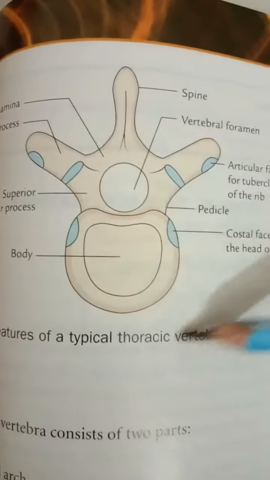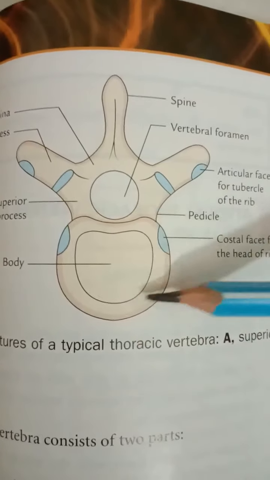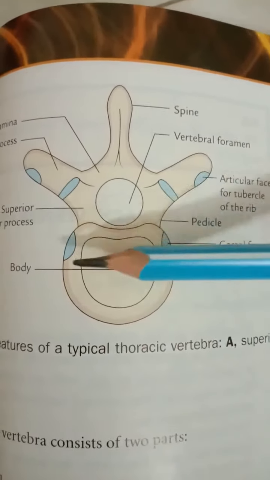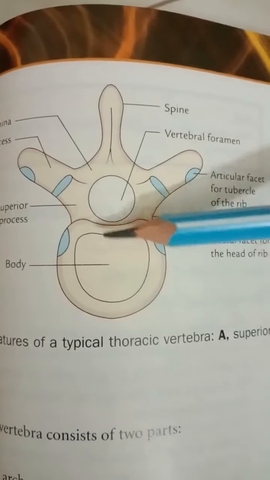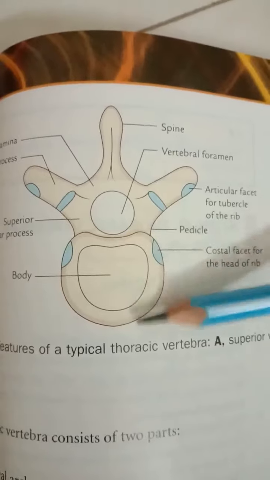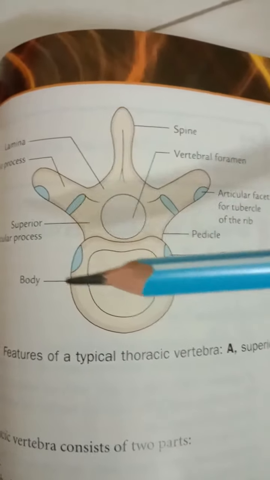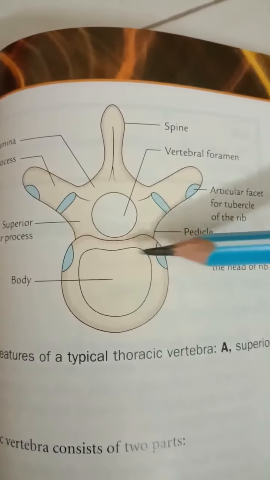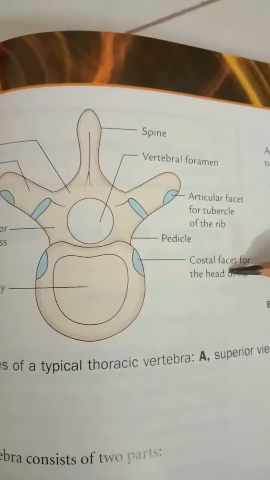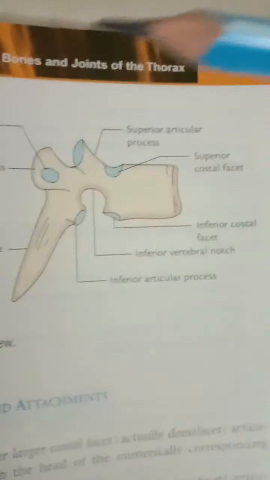So let's see the details of the typical thoracic vertebra. Here in this diagram you can see the typical thoracic vertebra. The body is heart shaped, and its antero-posterior measurement and lateral, side to side measurement are about the same. Then on each side, it bears two costal demi-facets.